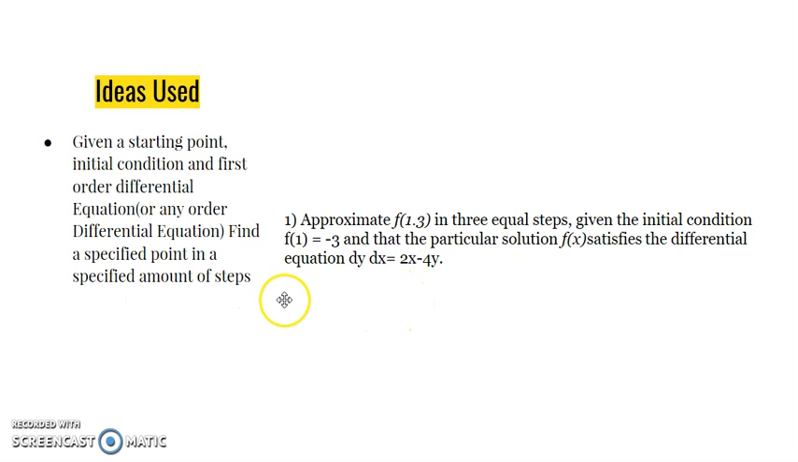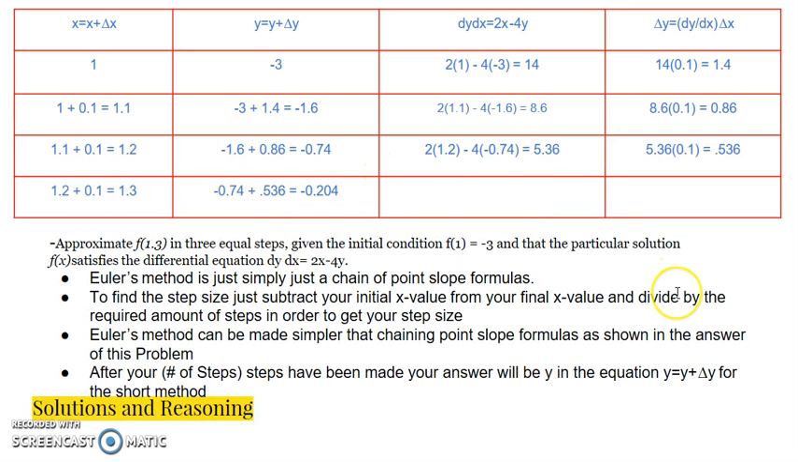So what does this want us to do? Basically, it wants us, in 3 different steps, to find f of 1.3 with an initial condition of f of 1 equals -3. And to do this, you can do it in 2 ways, really. You could do it this simple way, which is shown right here, and it doesn't involve a long chain of point-slope formulas, as you can see.